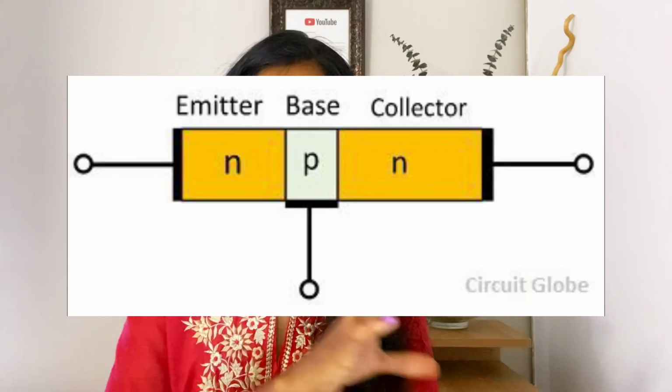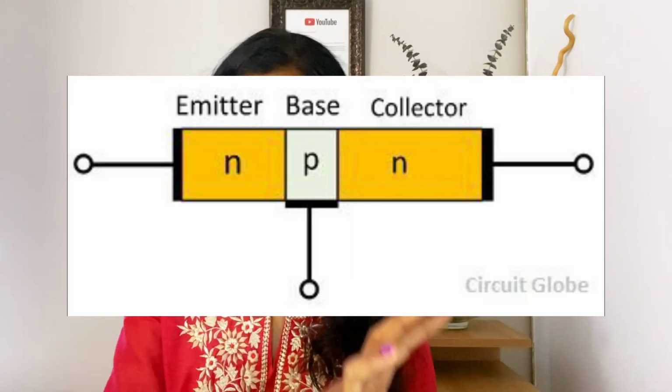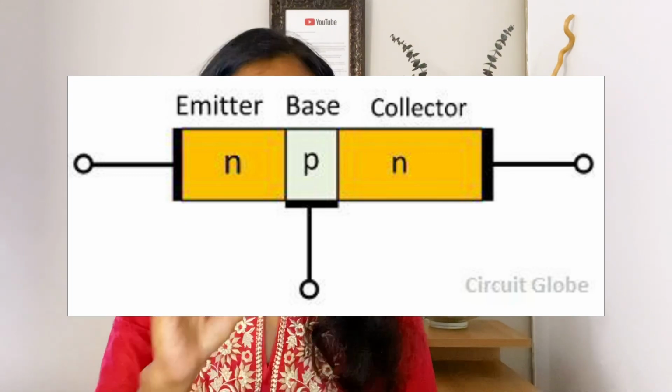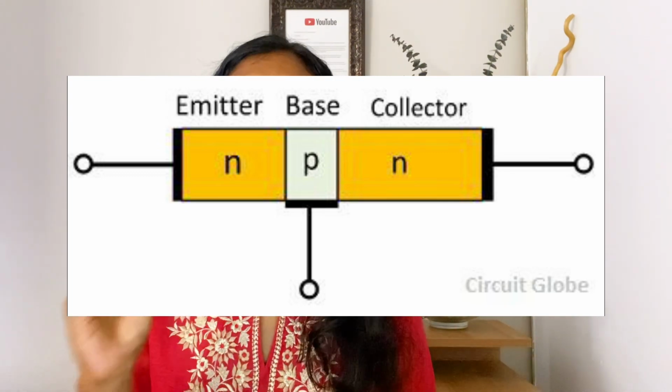Now the next question is, the element that has the biggest size in the transistor is dash. Emitter, base or collector? The collector is the largest in size. The base is the smallest in size and the emitter is medium in size. So the answer is that the largest is the collector.